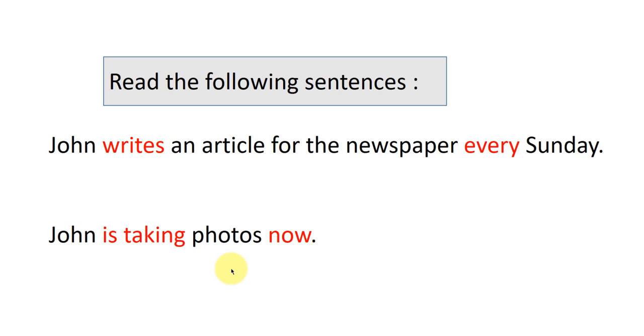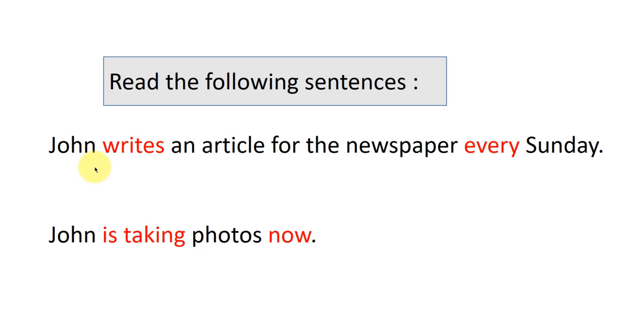It's every Sunday. So, John writes an article for the newspaper every Sunday. Not only one Sunday. Not the next Sunday only. Not the last Sunday only. It's every Sunday. Every Sunday. Okay? Good. So, we read the sentence together.